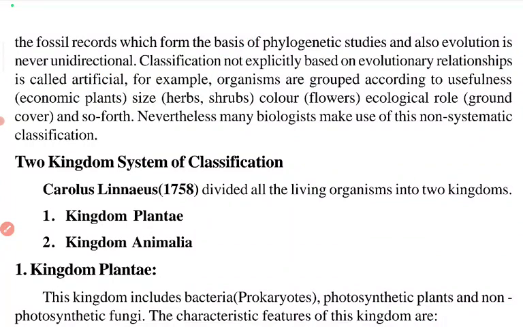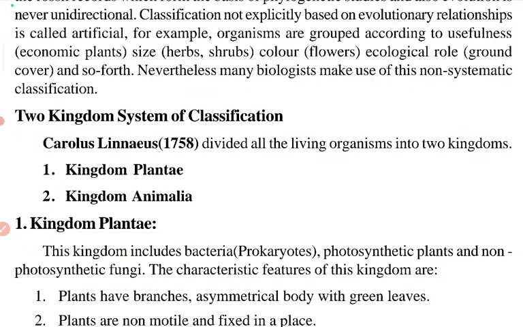Okay. Now, for example, organisms are grouped according to usefulness, like economic plants, or size like herb, shrub, climber, creeper, plant, tree, color like flowers, red color, blue color, yellow, whatever, and ecological role like ground cover, aquatic plant, terrestrial plant, arboreal, etc. Okay, and so forth, because these are organisms grouped according to usefulness, how it is useful, whether they are plants growing in marshy areas or plants growing entirely in water, hydrophytes, xerophytes. So these are the usefulness of classification. How is its size. Okay, now nevertheless many biologists make use of the non-systematic classification.